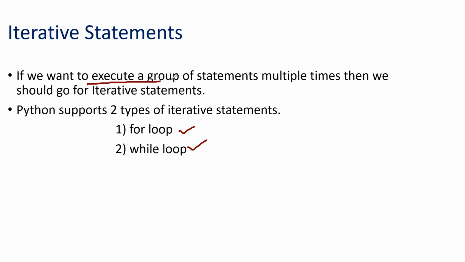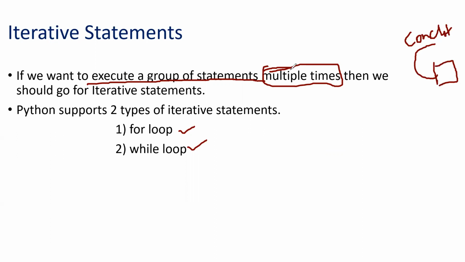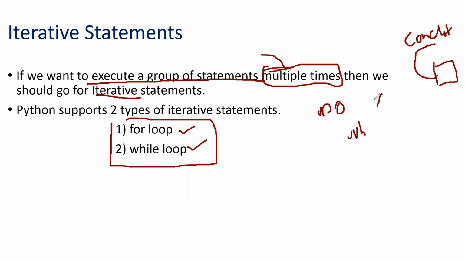If you want to execute a group of statements multiple times, whereas if the condition is true, then the code will be executed. Now if we need to execute the code multiple times, then we can go for iterative statements, and we have for loop and while loop. We don't have do while. Okay, in Python we don't have a do while loop. Keep it in mind.